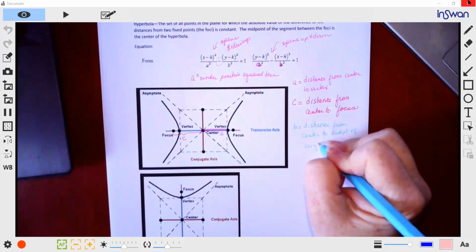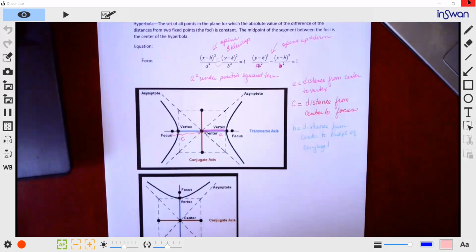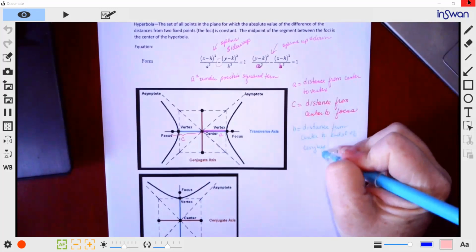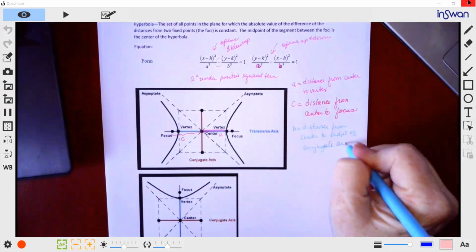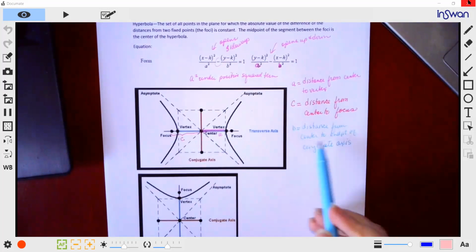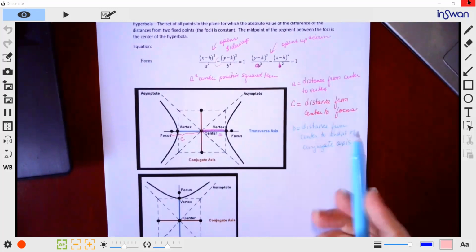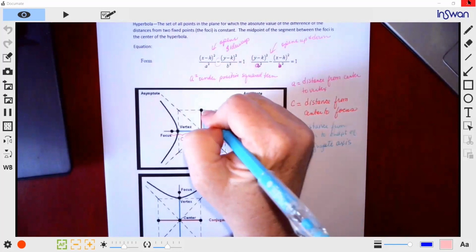Could you say that again? The distance is, I'm writing it down. For C, the distance from the center to the focus. Is that what you're saying? Yes. The C is always going to be distance from center to focus, just like it was for the ellipse. And then B will be the distance from the end point of the conjugate axis to center. So this distance right here would be B.